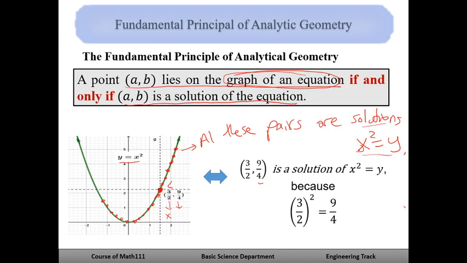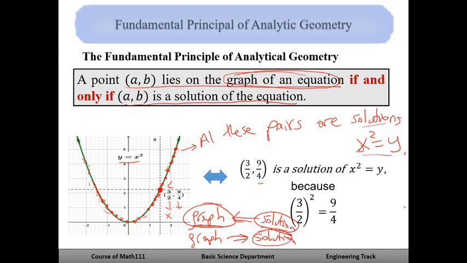Or if we ask you for the graph, you find the solutions and put them in the graph. Or we give you the graph, and you give us the solutions. You can pick the points here and say these are the solutions, or you can find the solutions and put them in the Cartesian coordinate system, and it will give you the graph. So graph means the set of solutions, and set of solutions means the graph.